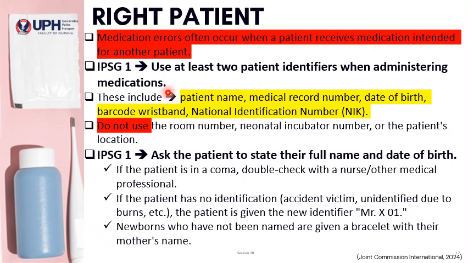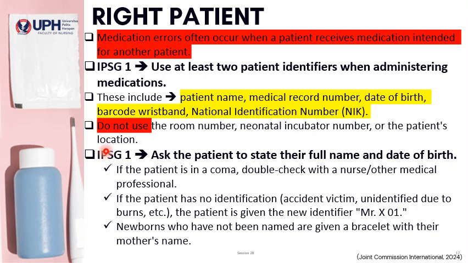Now with the right patient, medication error happens when a patient receives medication intended for another patient. So in International Patient Safety Goal number 1, we talk about using at least 2 patient identifiers when administering medication, which are the patient name and the medical record number, or even the date of birth, or even the barcode, or even the national identification number of the patient.